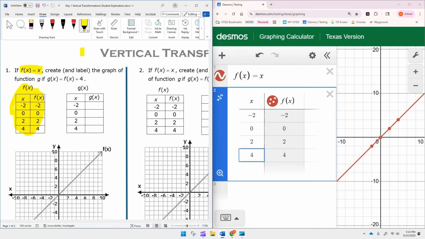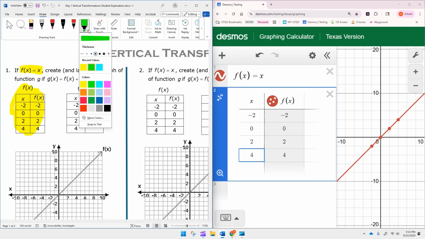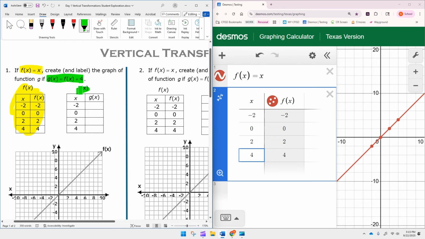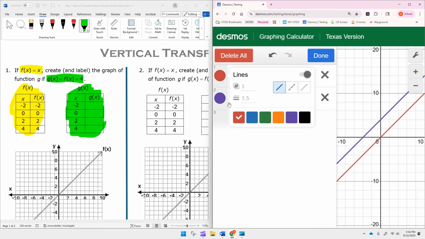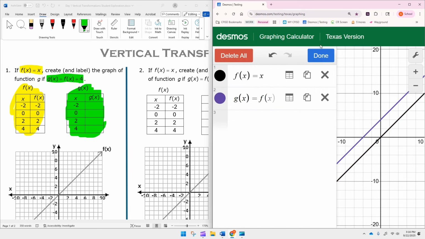Now, we're going to talk about our transform function, g of x. That's this table right here. We got to fill out that table. So I'm not going to delete my parent function because I'm going to type exactly what I have here. So g of x is equal to f of x plus 4. So let's talk about the, let me make my parent function line black, just so that it's easier to see and visualize.